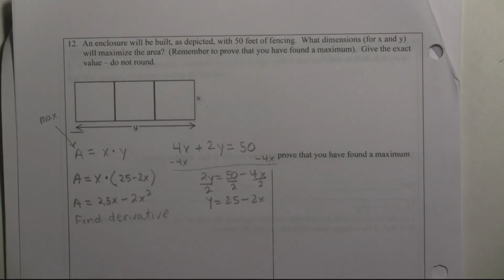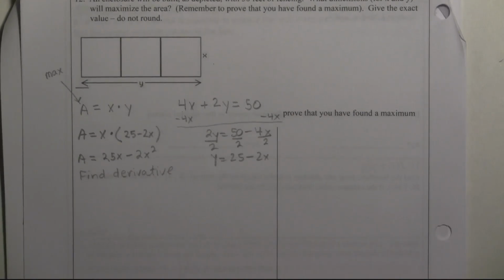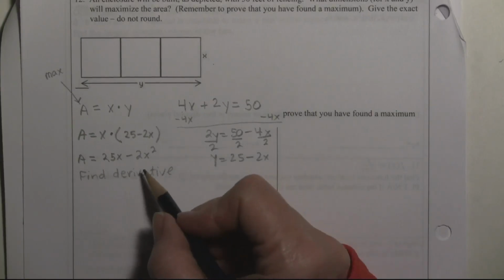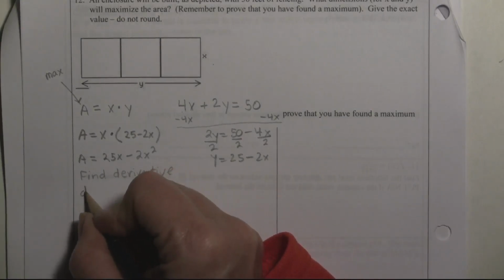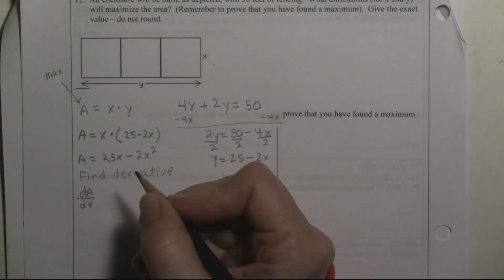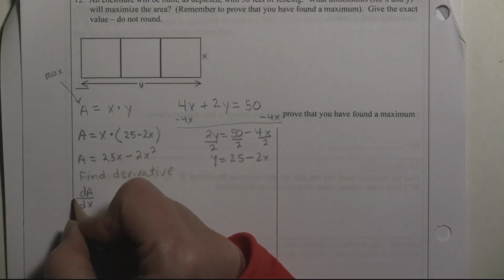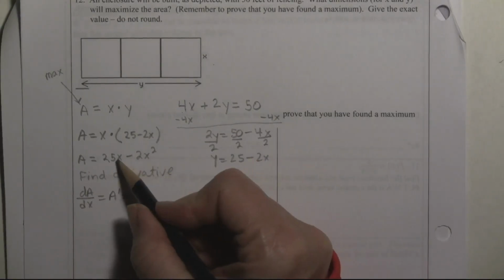The optimization problems are different than the related rate problems, because in the related rate problems, you find the derivative with respect to time. But in the optimization problem, you find the derivative with respect to whatever variable you have going here. So I'm actually going to be finding here dA/dx. It's okay to write that if you want, I'm going to write it as a prime like that. And then over here, the derivative of 25x is 25.